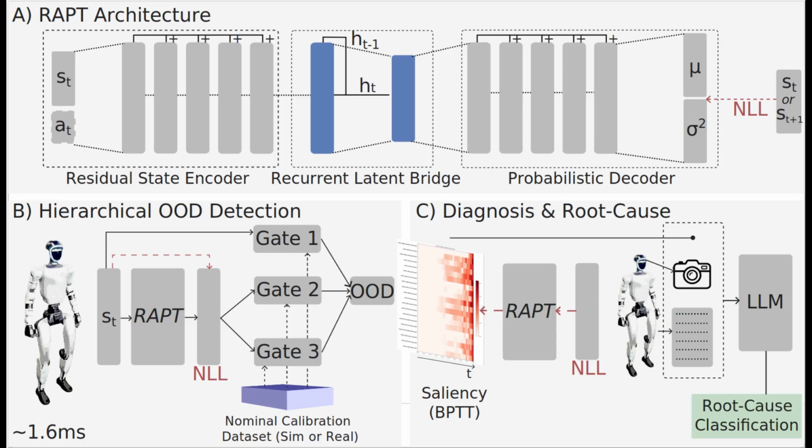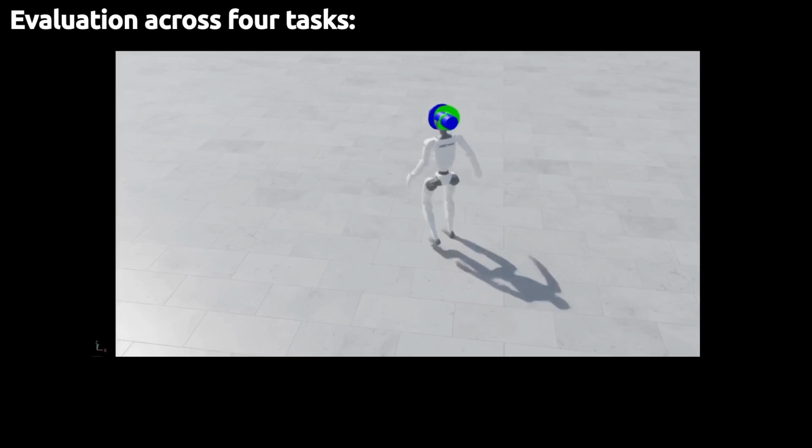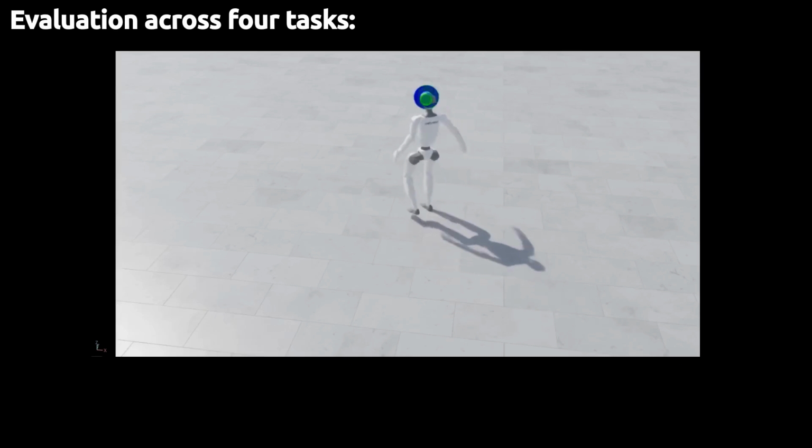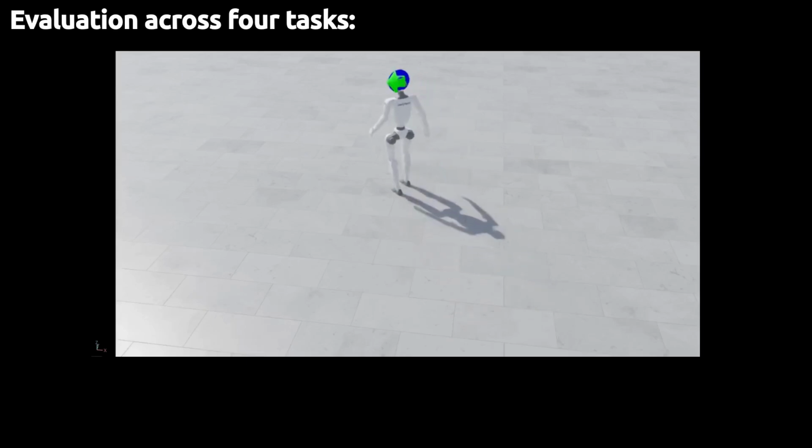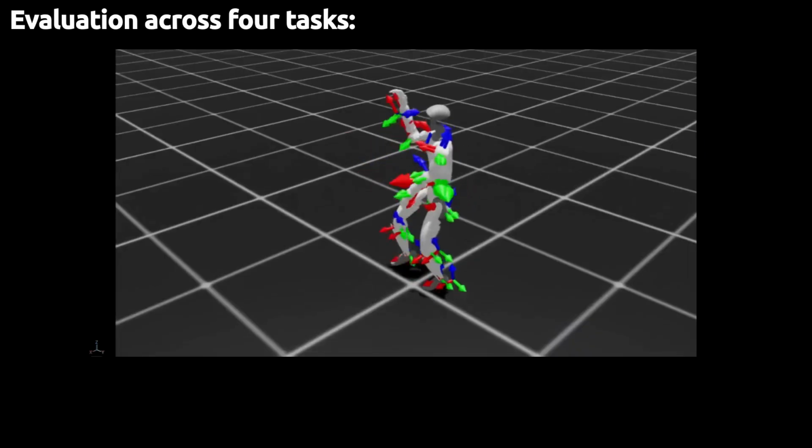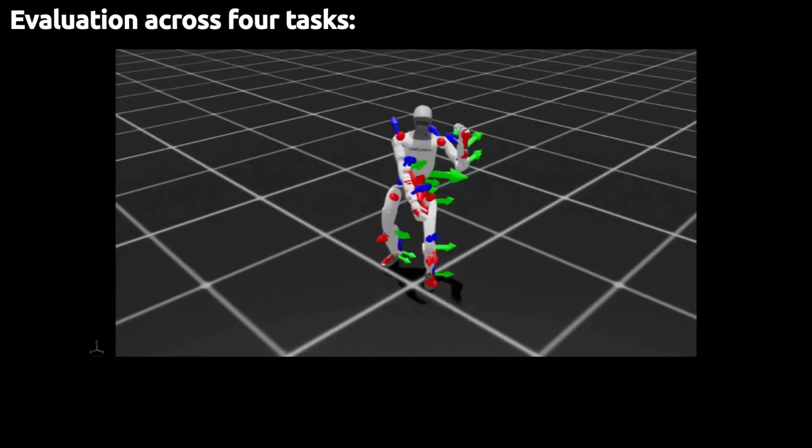These attributions exhibit characteristic patterns for different failure modes, enabling interpretable root cause analysis by a human operator or a downstream reasoning model. We evaluate RAPT across 4 challenging humanoid tasks in simulation: velocity tracking walking, 2 motion mimicry dance tasks, and whole body dynamic throwing.